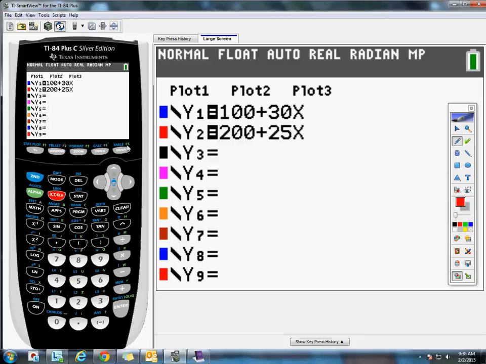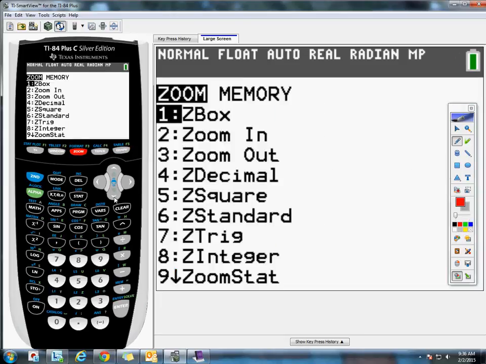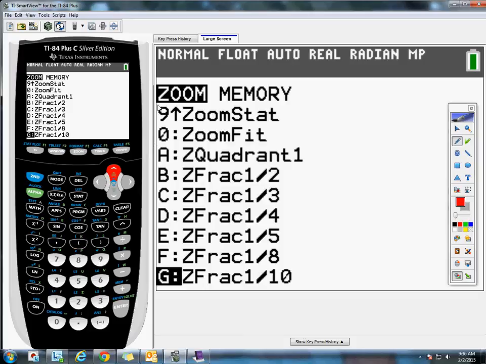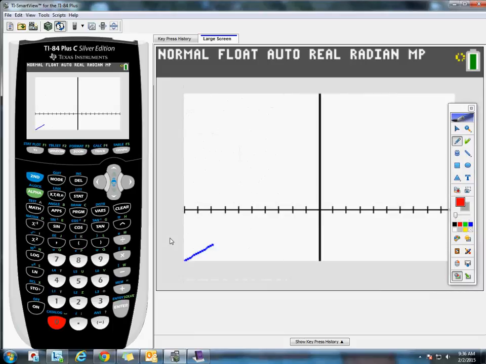Now, if you hit your graph, you'll notice that you cannot see where the two lines intersect. So there's my first one. And there we go, there's my second one. You can't see the intersection because we have big numbers, and this only goes from -10 to 10. So what you can do is if you go to zoom, and if you hit 0, up here where it says zoom fit. So if you hit zoom 0, there we go.